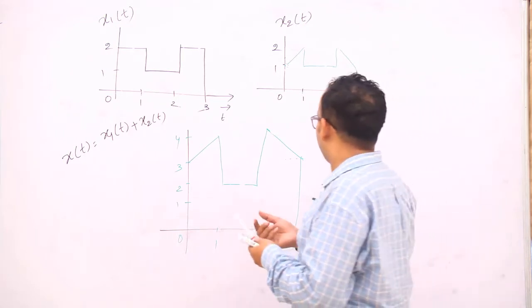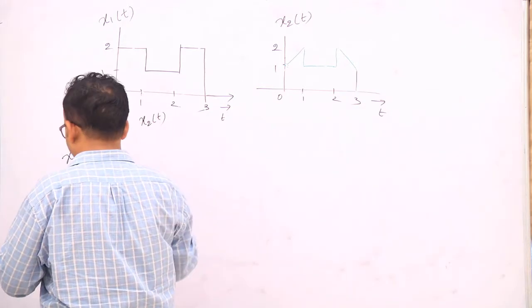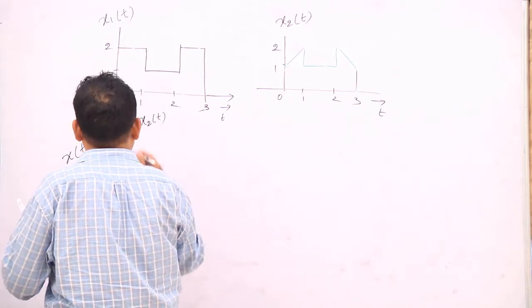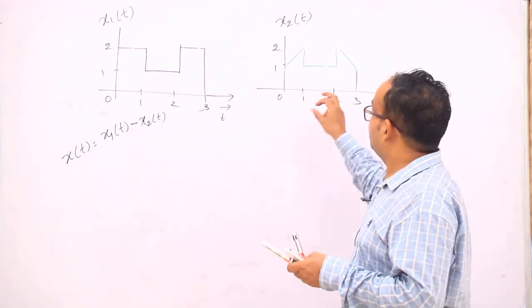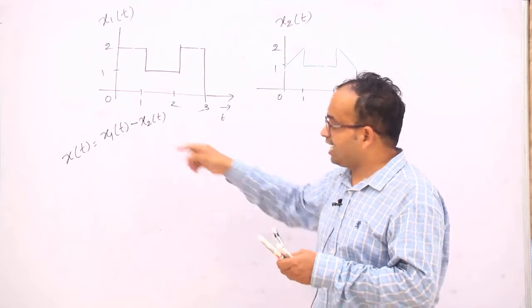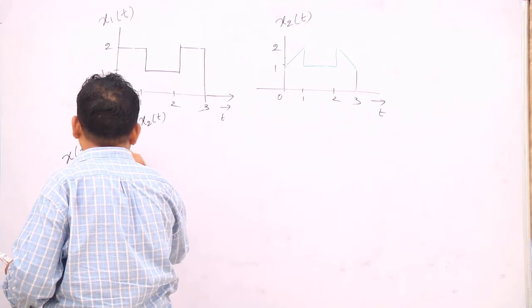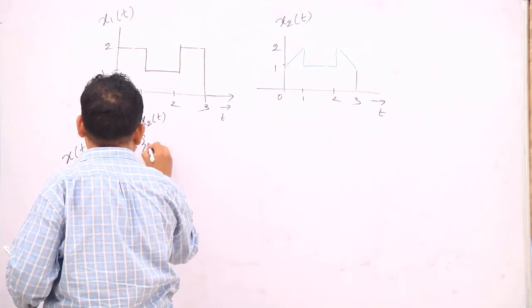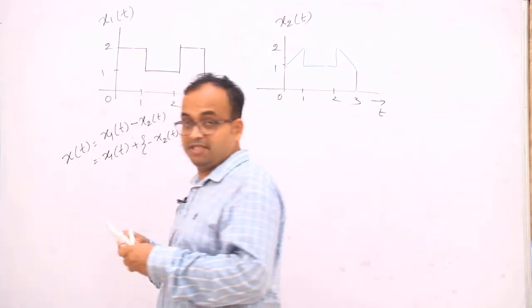How to subtract the signal? Let me draw it like this. That is x1(t) minus x2(t). As I told you, what do we do first? We have to rotate the signal. For minus x2(t), I can write this as x1(t) plus minus x2(t). This is the same thing, minus x2(t).